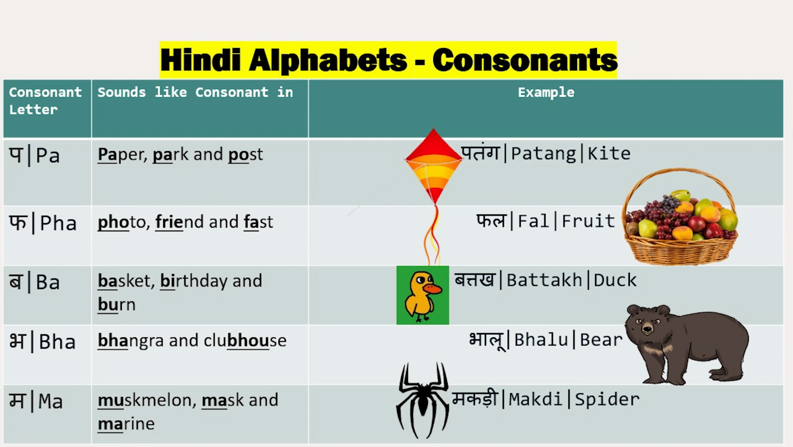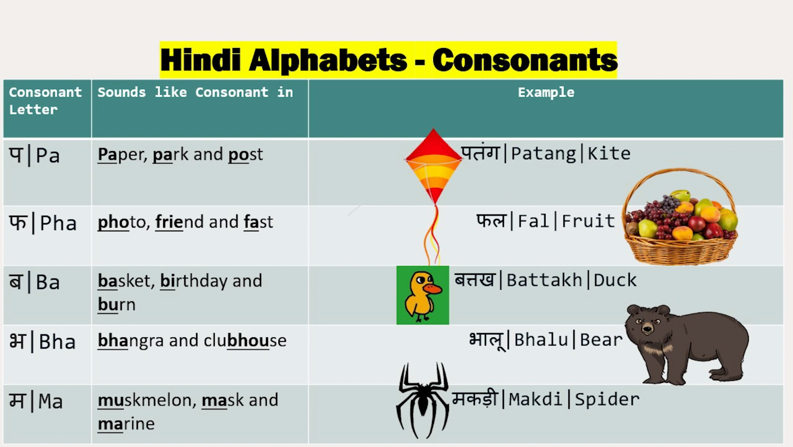The letter p is like how you pronounce paper, park, and post. The Hindi word patang, which means kite, starts with the letter p. Next letter is ph, like how you pronounce photo, friend, and fast. The Hindi word phal, which means fruit, starts with the letter ph.